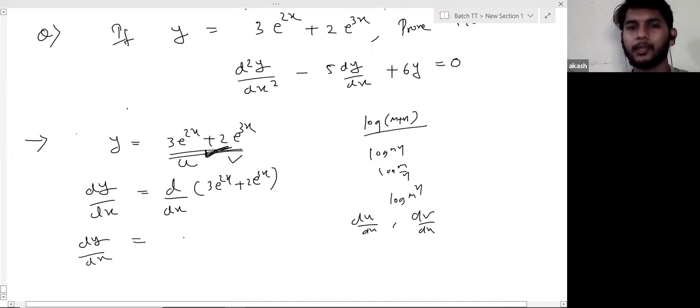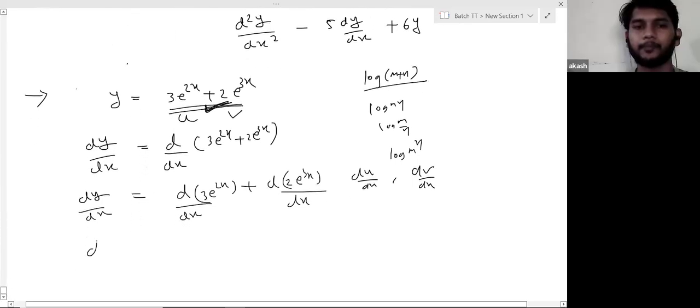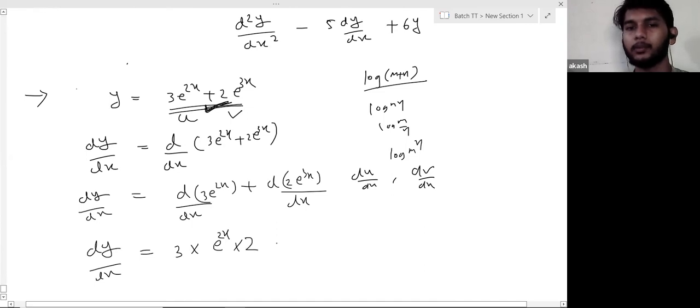Let's break it down. This is differentiation of 3e raised to the power 2x. This is differentiation of 2e raised to the power 3x. We can do this using chain rule very easily. So 3 is outside. Differentiation of e raised to the power 2x is e raised to the power 2x, but differentiation of 2x is 2, plus 2e raised to the power 3x into 3. This thing is clear or not? Anyone?